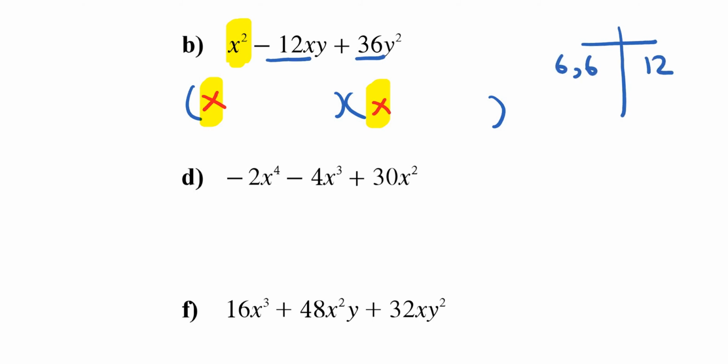I need a negative 12, so in order to fix that, just put a minus sign in front, and that should give you a negative 12. So these are my numbers, negative 6 and negative 6. So x minus 6 and x minus 6.